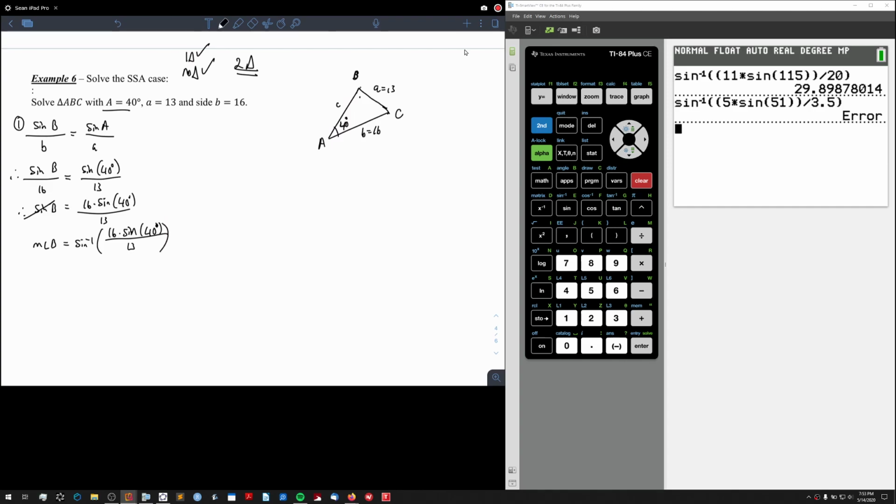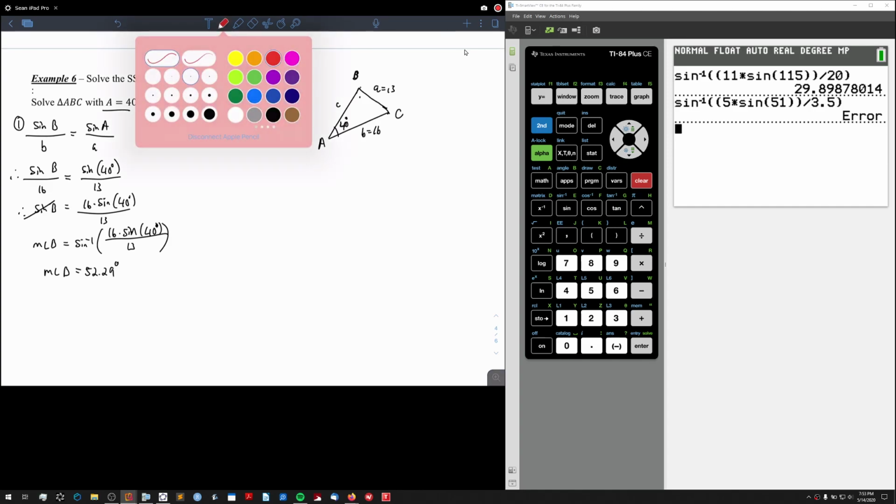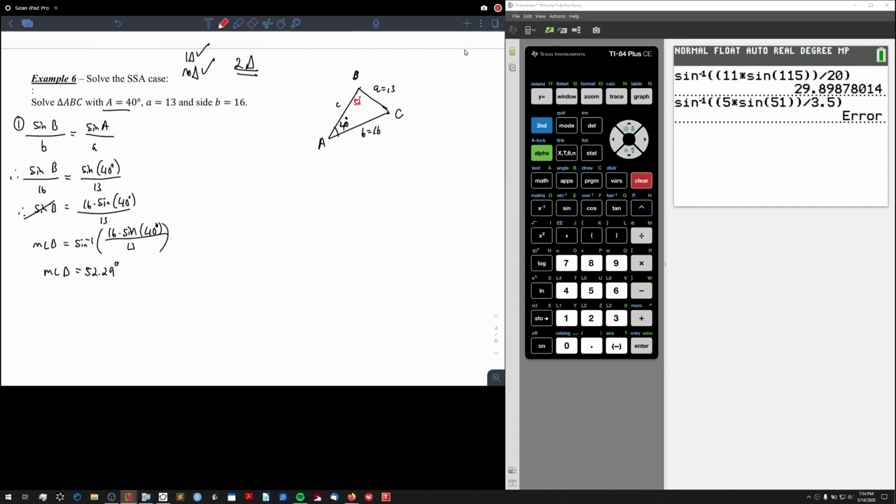I'm not going to type this all in. You can do that. It's not that bad. But if you type it all in, you get that the measure of angle B is 52.29 degrees. So I found my first little piece of information.